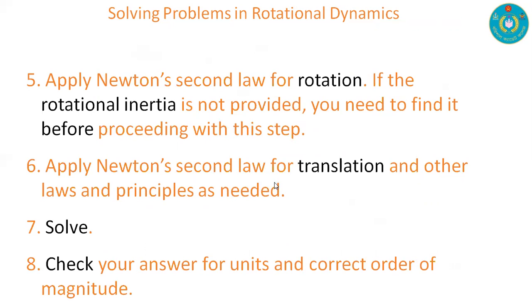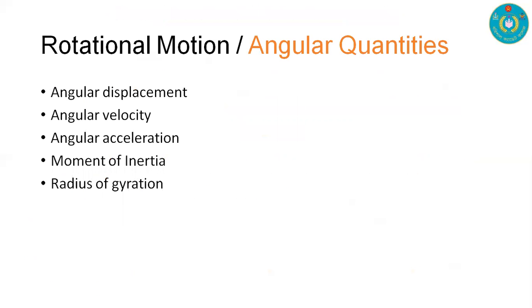Number six, apply Newton's second law for translation and other laws and principles as needed, solve the problem, and check your answer for units and correct order of magnitude. These are all the steps for solving problems in rotational dynamics. Previously, we have discussed terms like angular displacement, angular velocity, angular acceleration, moment of inertia, and radius of gyration. These are all angular quantities, and we have them for rotational motion.